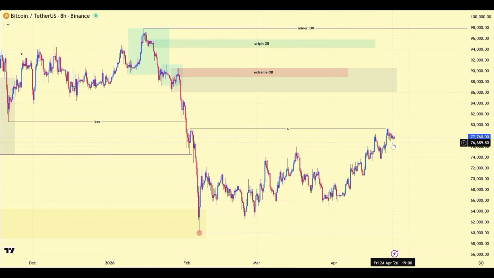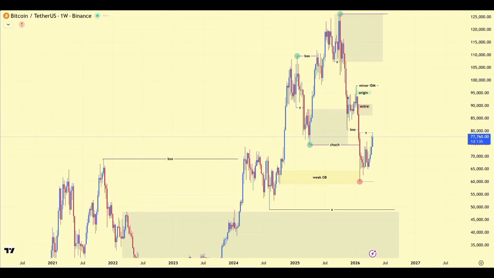So right now what I'm anticipating, probably on the M30 or the M15, price is currently on the second leg, and of course that will continue all the way towards the external liquidity. Okay guys, that is my view on BTCUSDT.